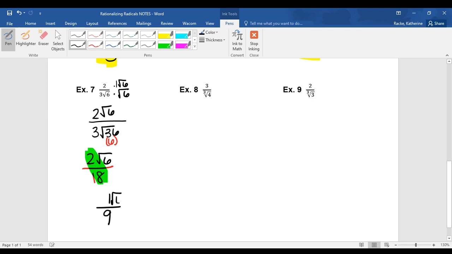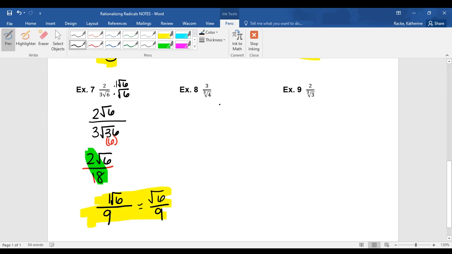Don't forget your radical 6 either, and that would be your final answer, 1 radical 6 over 9, or you can also write it as radical 6 over 9. Same thing. They're both correct answers.